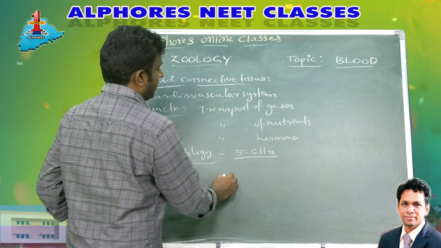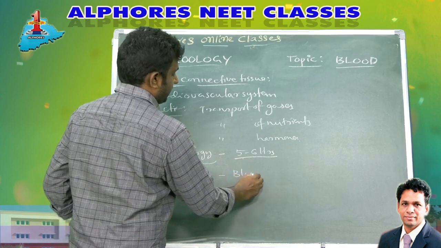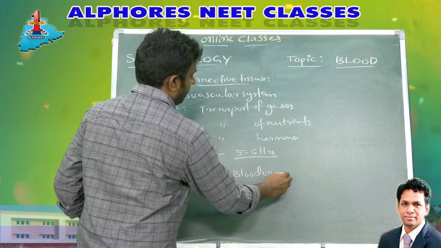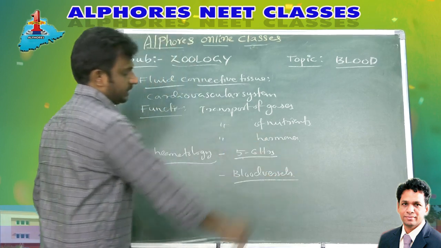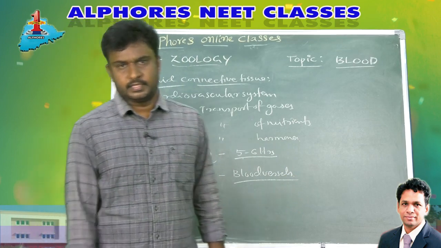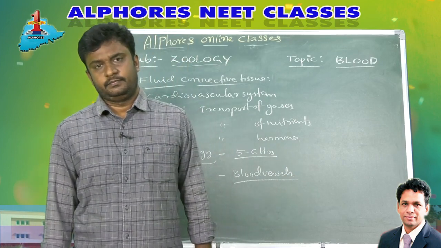Then where is it flowing? It is flowing in the blood vessels. Blood is flowing in the blood vessels, and also it is flowing in the heart.